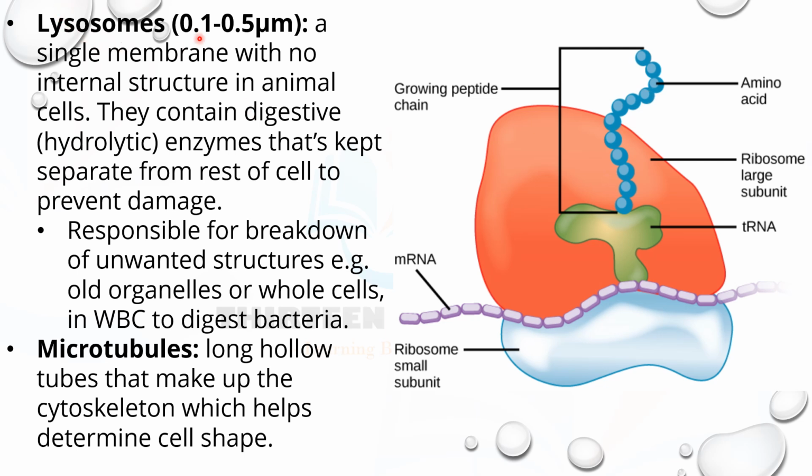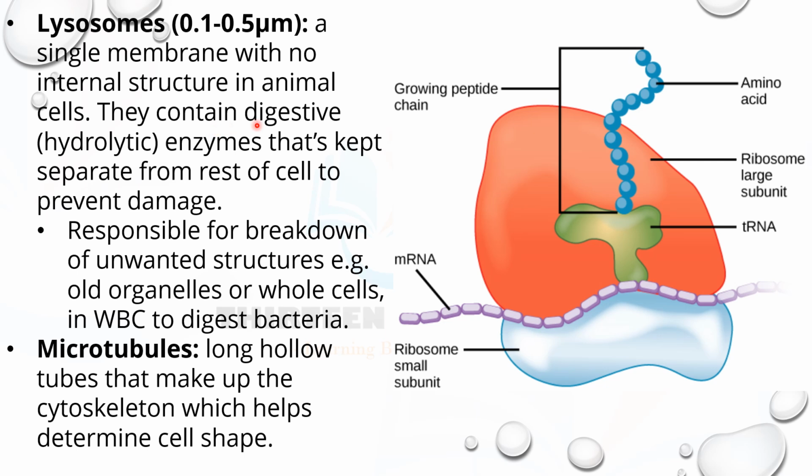So you see the size, 0.1 to 0.5 micrometers. Don't forget that the lysosome is continuous with the Golgi. The Golgi forms the lysosome, right? So it is a single membrane bound with no internal structures in animal cells. Now, what do they contain? They contain digestive enzymes, potent hydrolytic enzymes. These enzymes break down large molecules.